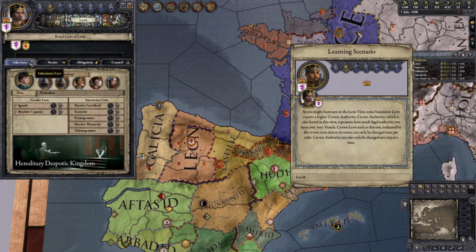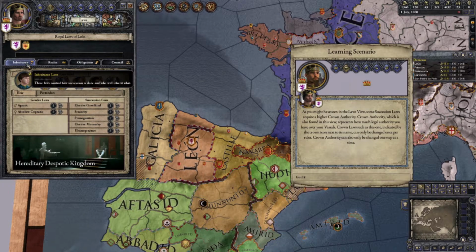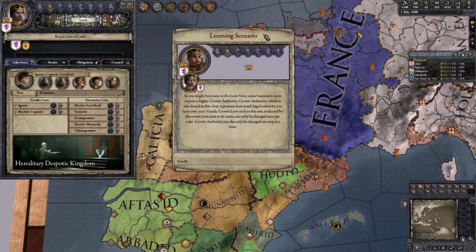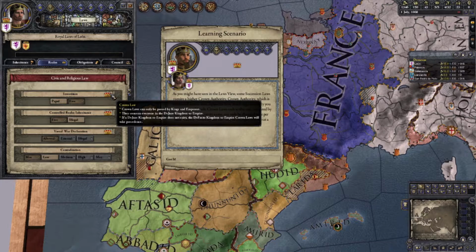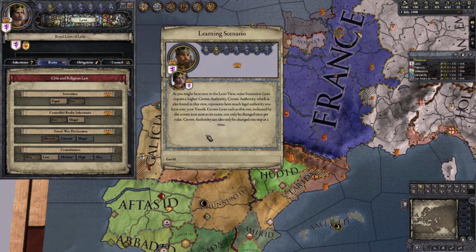Alright. So currently our inheritance, these laws control how succession is done and who will inherit what. Alright, some succession laws require a high crown authority. Crown authority, which is also found in this view, represents how much legal authority you have over your vassals. Crown laws, such as this one, are indicated by the crown icon next to its name. It says this one. Ah, here we go. Crown law. Excellent, yes.